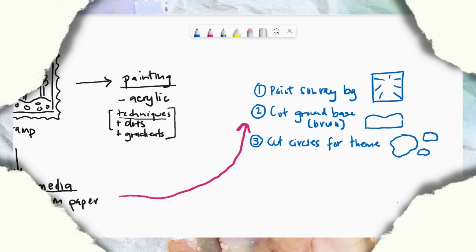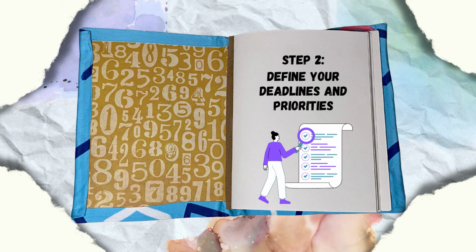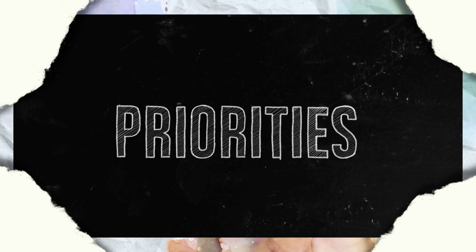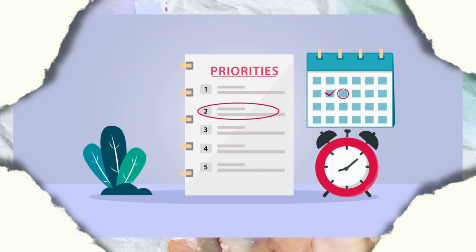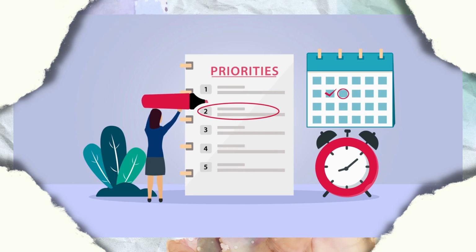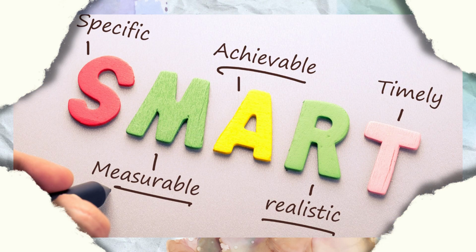So now we're on step 2. Define your deadlines and priorities. Organize your process starting from the most important and urgent to the least important and not so urgent. Now, this process is based on SMART goals.